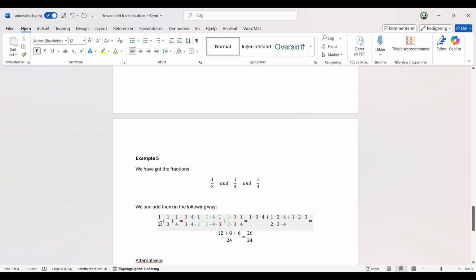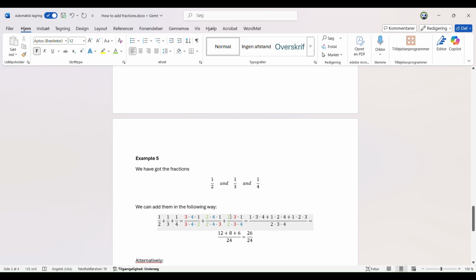So the first fraction will be expanded by both 3 and 4, like this. The second fraction will be expanded by both 2 and 4, like this. And the last fraction will be expanded by 2 and 3. Because in this way we get 3 times 4 times 2, 2 times 4 times 3, and 2 times 3 times 4. All this is the same, so we get the same denominator. And then we just have to add the numerators together.